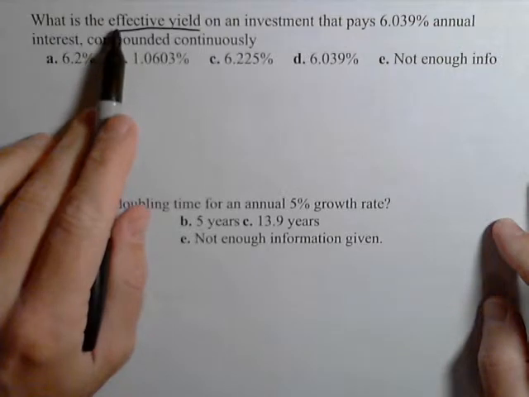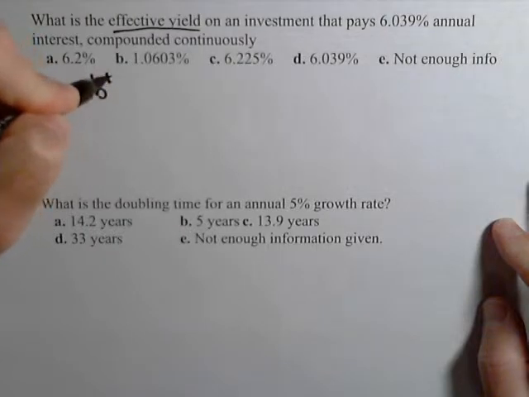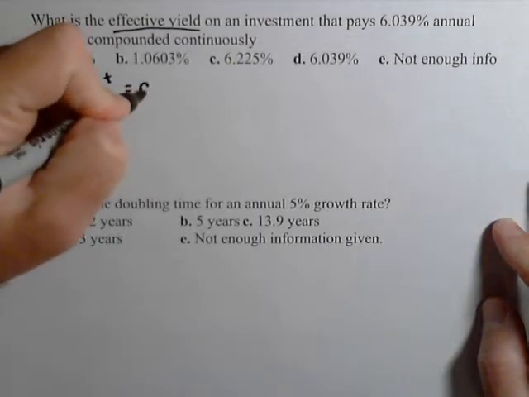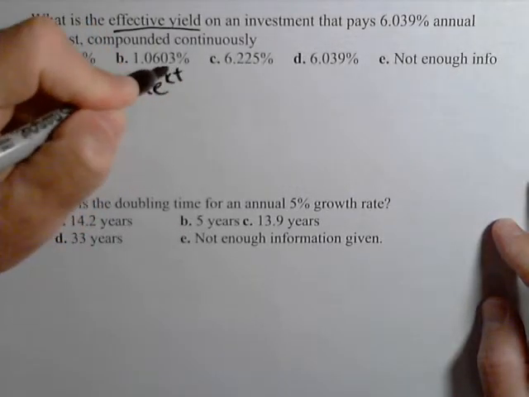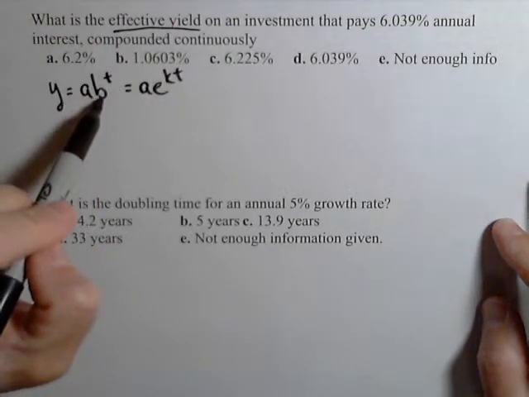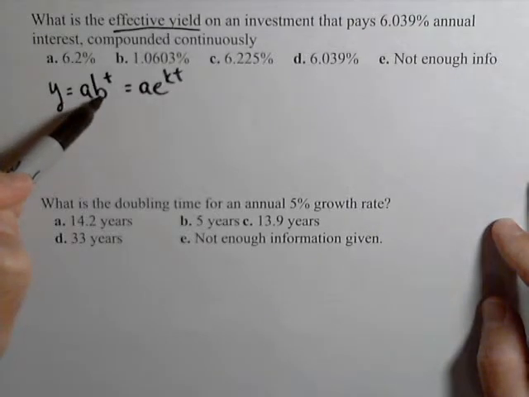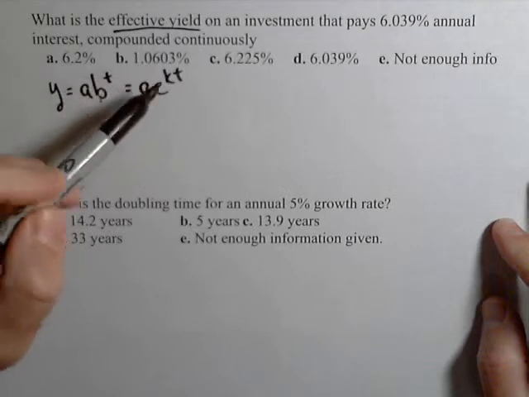Now, to compute the effective yield, we have two forms of an exponential function. We have a b to the t and a e to the kt. To get the effective yield, all we need to do is find the base of our exponential, subtract 1 and turn it into a percent, because that'll be our growth factor. Turn it into an annual growth rate, subtract 1, turn it into a percent.